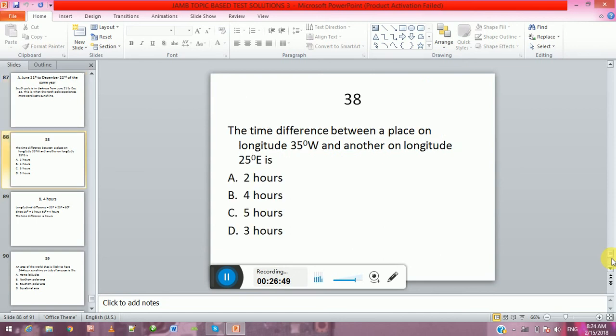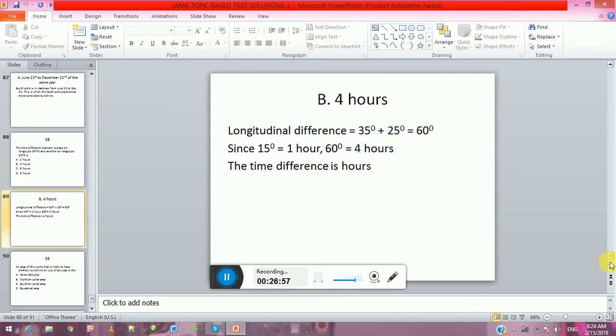The difference between a place in longitude 35 degrees west and another in longitude 25 degrees east is what? If you do the calculation, you get it to be 4 hours. Longitude difference is 35 plus 25. Since one is in west and one is in east, you add to get 60 degrees. Then since 15 degrees gives 1 hour difference, 60 should give 4 hours difference.